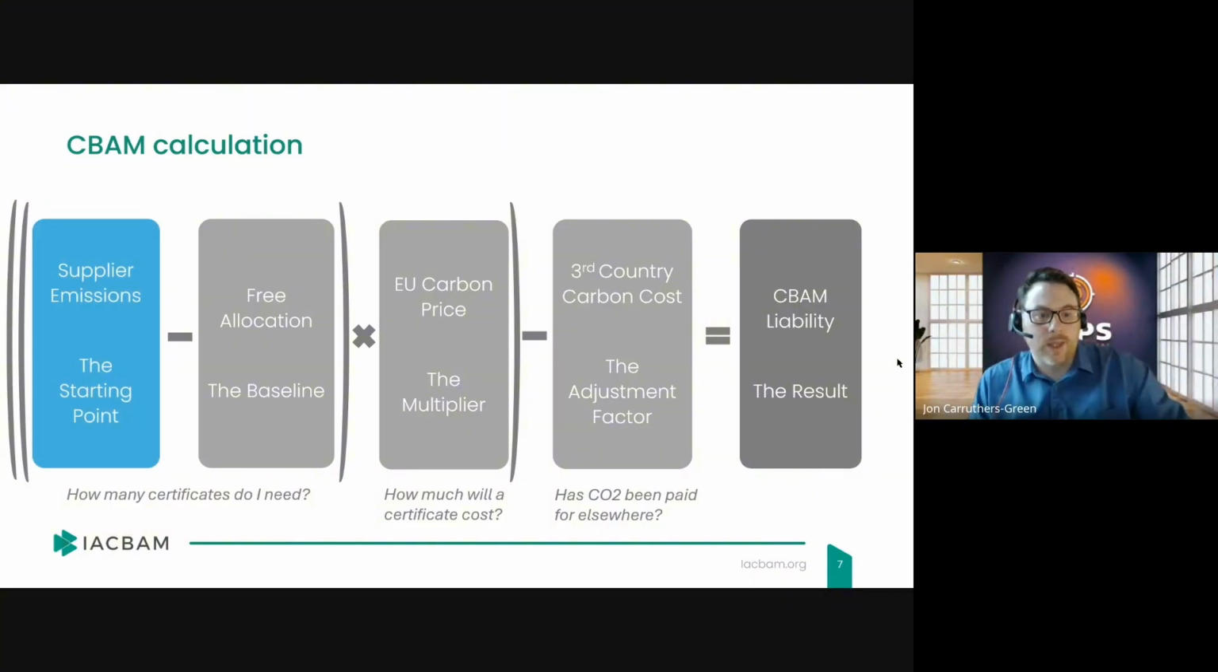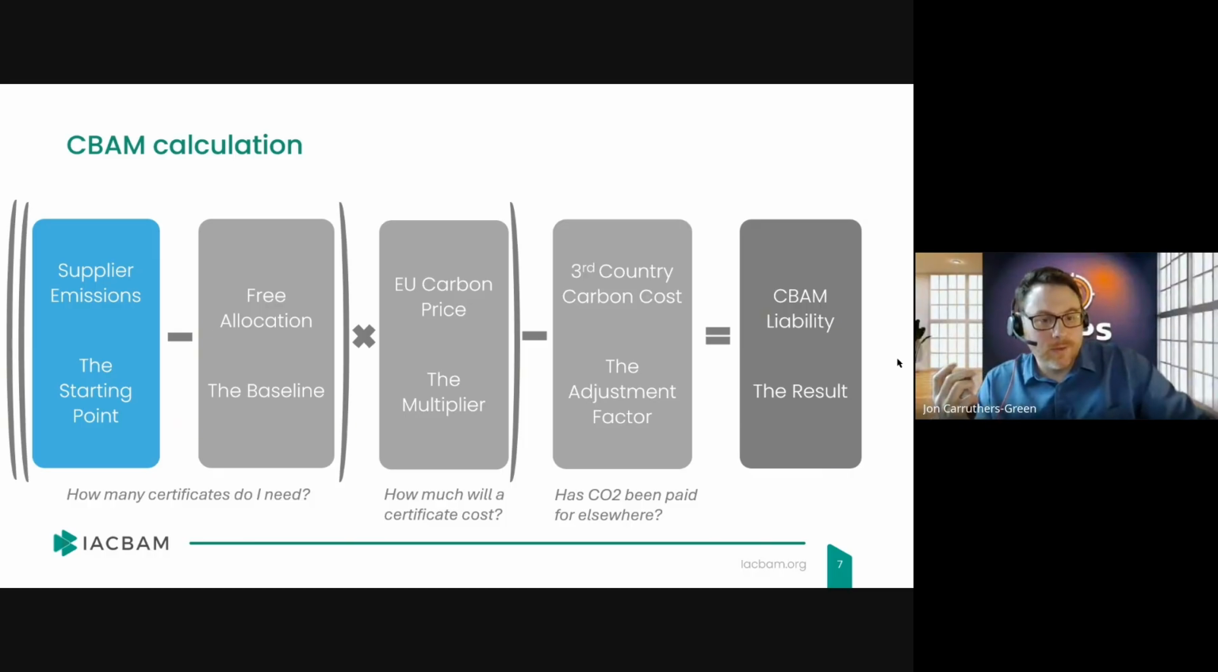So let's just break this down into a little bit more detail. Let's start with these supplier emissions. This is the starting point of any calculation. Importers will now have a duty to declare the CO2 content embedded in any material that they bring into the EU.